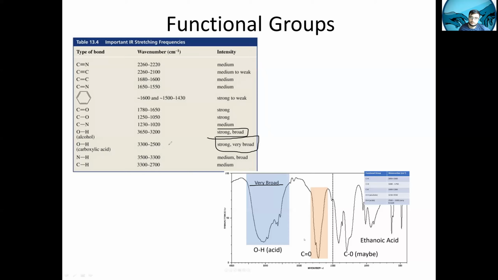And again, this is the cutoff for what is actually important. This is kind of like the background noise you're not really paying too much attention to. You can see here it's like a maybe, but really you'll be able to identify what a molecule is based off of these 2 peaks alone. And in this case, it's ethanoic acid.